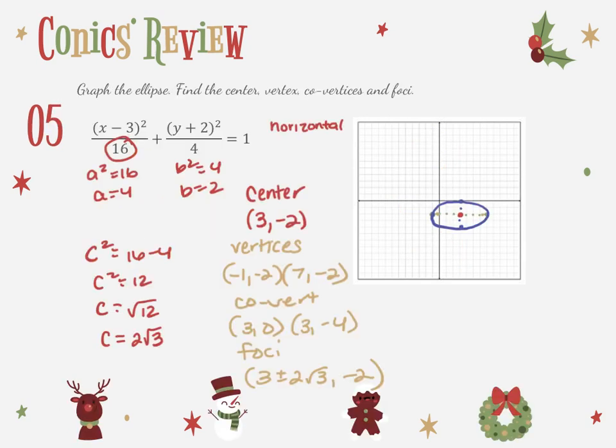Okay, then we got to ellipses. So this is graph it, find the center, the vertices, the co-vertices, and the foci. My center comes from what's inside the parentheses: the opposite of what follows x, opposite of what follows y. So my center is (3, -2).